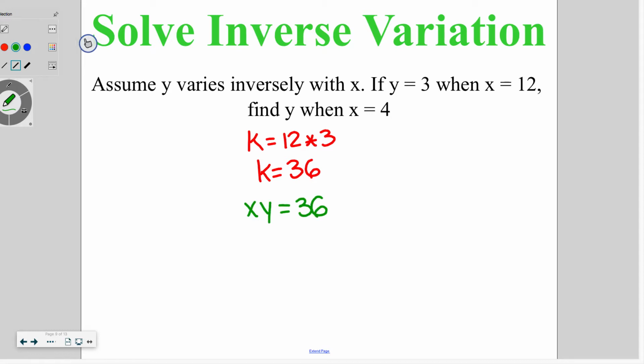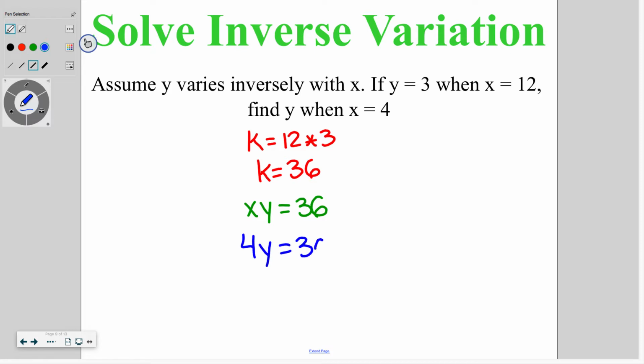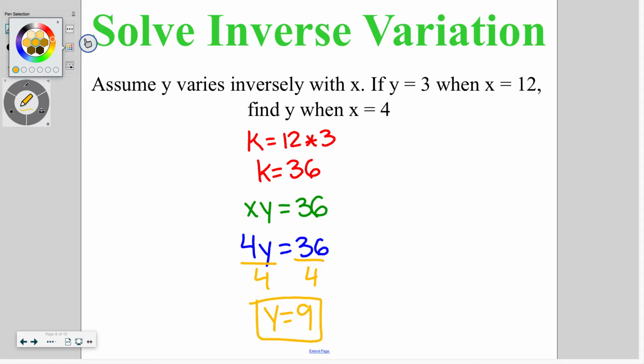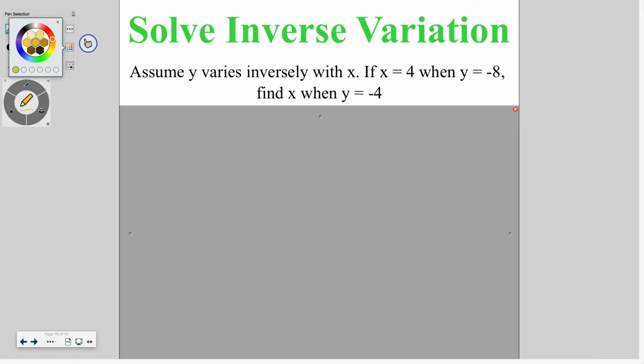The actual solving piece comes in when it asks you to find y when x is equal to 4. So we're going to come down here and plug in x is equal to 4, solving for y, and we still equal 36. To finish this up, we are going to need to solve for y. We do this by dividing by 4 on both sides, giving me a final answer of y is equal to 9. Go ahead and try this one on your own.